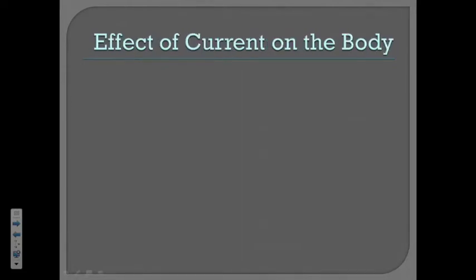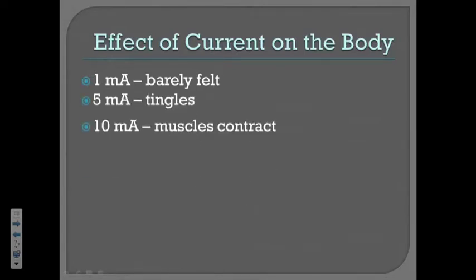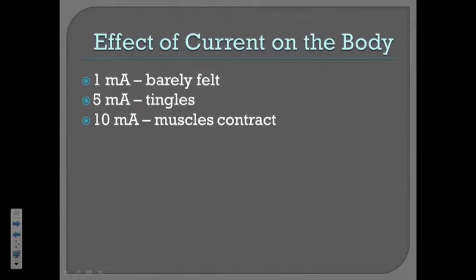So how much damage does electrical current do on the human body? How much electrical current needs to go through you for you to actually get hurt? If you have 1 milliamp of current flowing through you, you can barely feel that. If you have 5 milliamps, you'll start to feel a little bit of a tingle. 10 milliamps, your muscles start to contract. That's when things start getting dangerous.